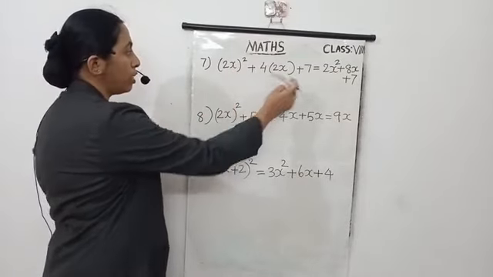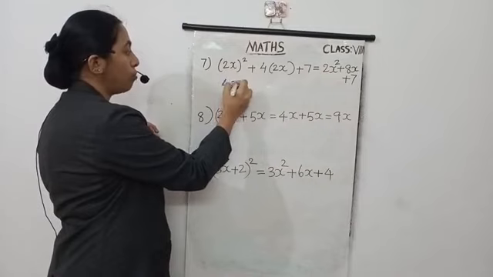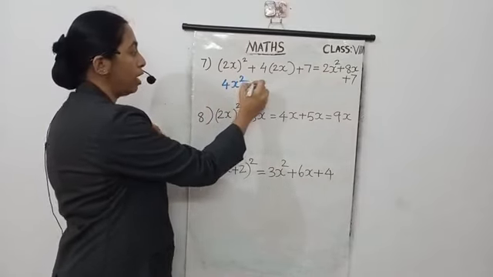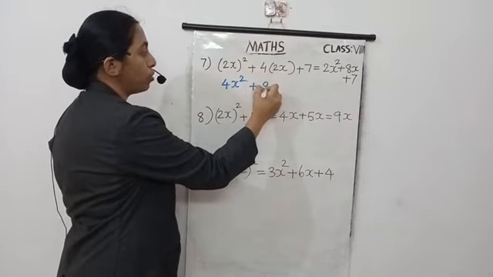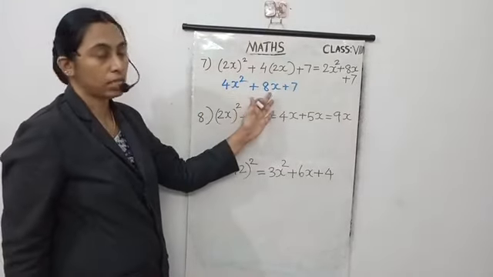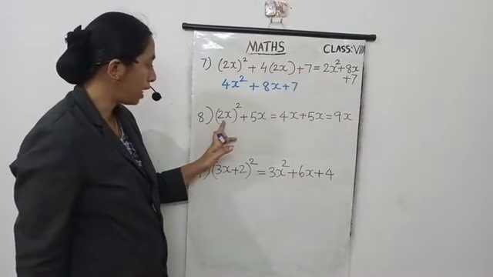So we do this left side. 2x whole square is 4x square. 2 twos are 4, then x square is x square, plus 4 into 2, 8x, plus 7. So this is the correct expression. Here was the error. Okay.